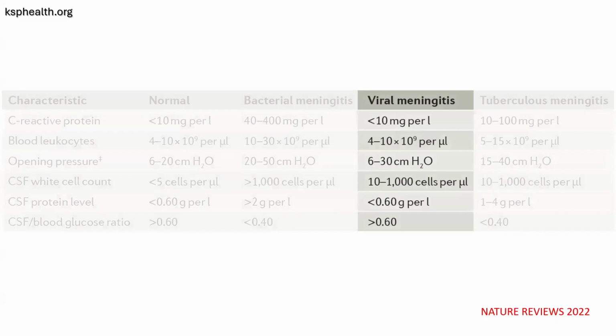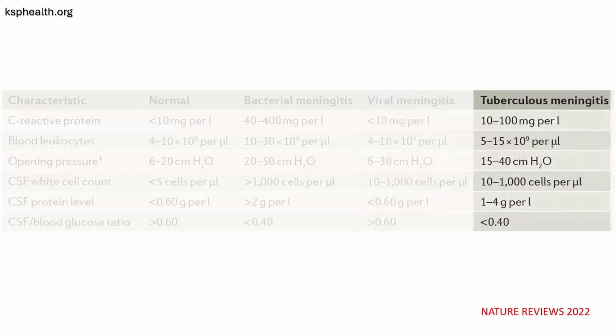In viral meningitis, C-reactive protein is more or less normal, less than 10. Blood leukocyte count is more or less normal. The opening pressure would be higher than normal, but it is not as high as bacterial meningitis. It's only 6 to 30. There will be CSF leukocytosis, but it is often 10 to 1,000. Protein level is not high, and CSF blood glucose ratio is more than 0.6, just like normal.